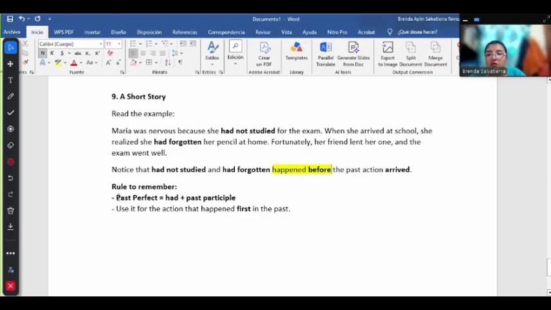Okay, rules to remember: for the past perfect, the formula is had plus the past participle, and we use it for the action that happened first in the past.